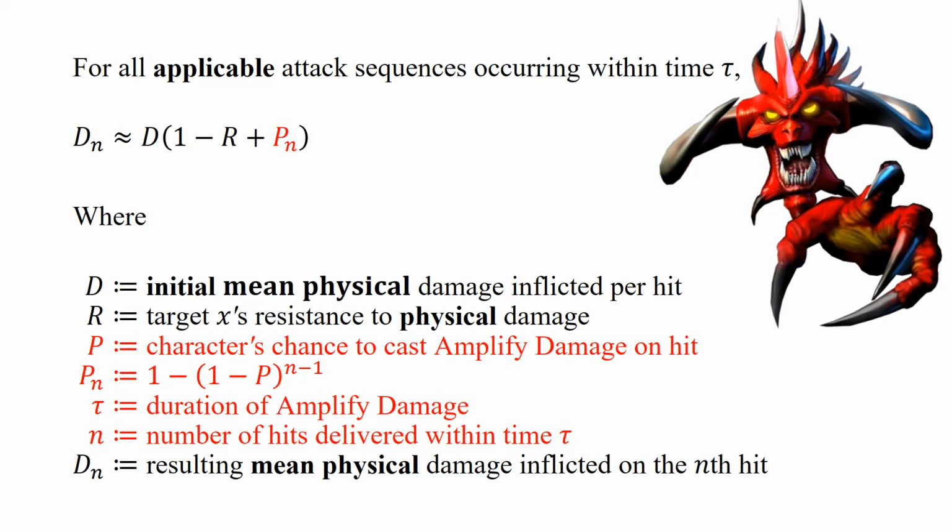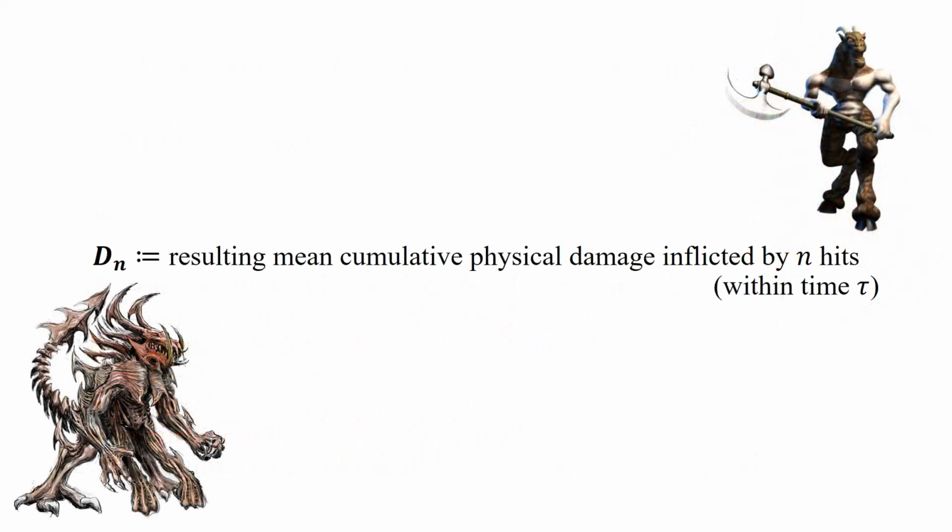All right, so we now have a generalized formula for the resulting mean physical damage inflicted for any nth hit. Now let's define bold D sub n to be the resulting mean cumulative physical damage inflicted by n hits within time tau. So let's be clear about what we mean here. Notice this one's bolded.